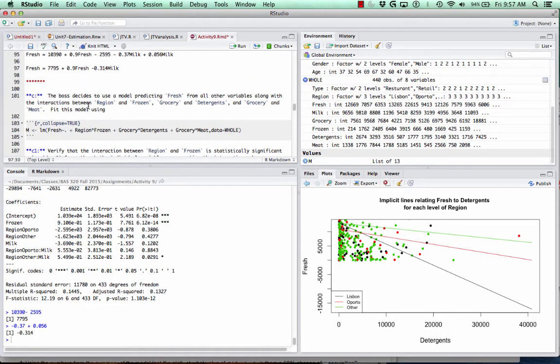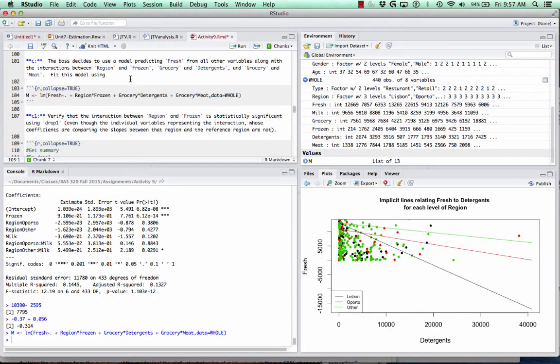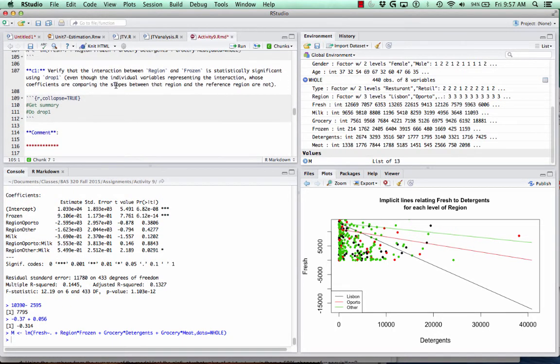Okay, so the boss decides to use a model predicting fresh from all the other variables along with interactions between these guys right here. So we'll just go ahead and fit that model because the boss told us to. And what we're going to do is we're going to talk about it. So verify that the interaction between region and frozen is statistically significant using drop 1.